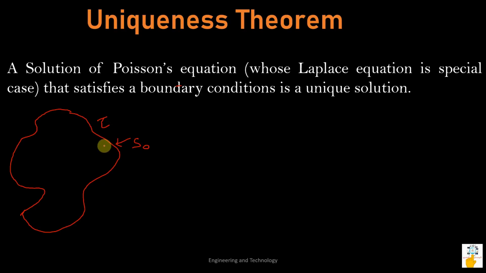there are small conducting bodies. Let us say this is one body, S1, another body S2, and up to Sn. These are the small conducting bodies.